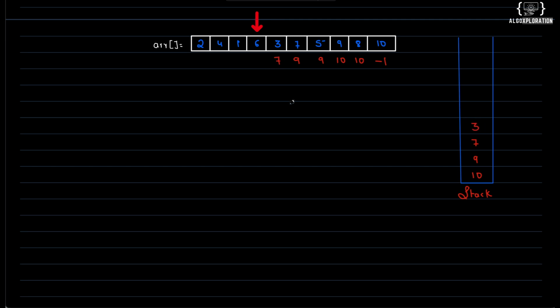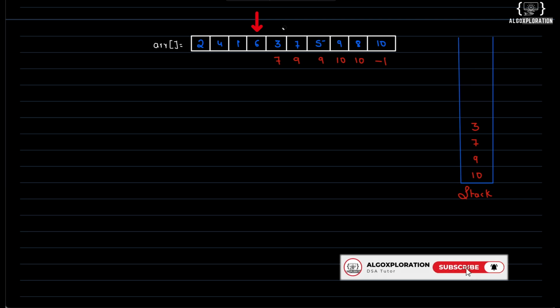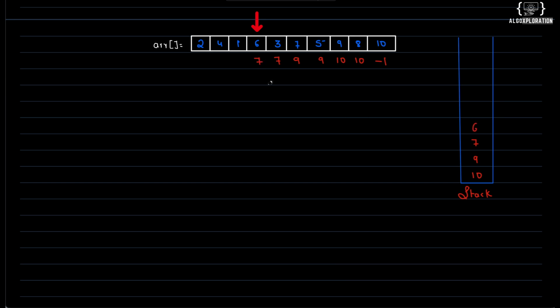And for 6, 3 can never be the answer, right? So I'll pop this 3, and 7 over here and 6 over here. Now for 1, 6 is the answer and store 1 over here. Now for 4, 1 can never be the answer, right? So I'll pop 1 and store 6 over here and 4 over here. And for 2, I'll have 4 over here and 2 over here. And that's it, we are done.